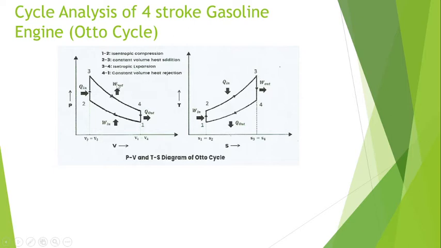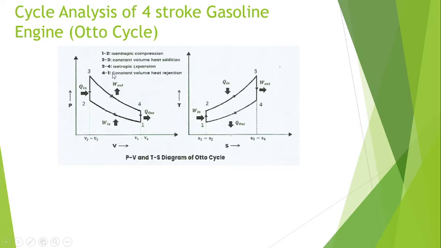Then 3 to 4 is the isentropic expansion. In an isentropic process the entropy is constant, so from 3 to 4 the entropy is constant. However, the temperature varies, and also the pressure and volume.